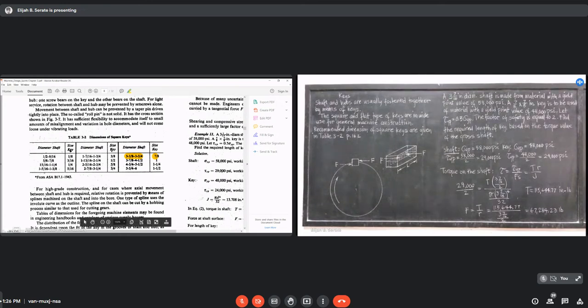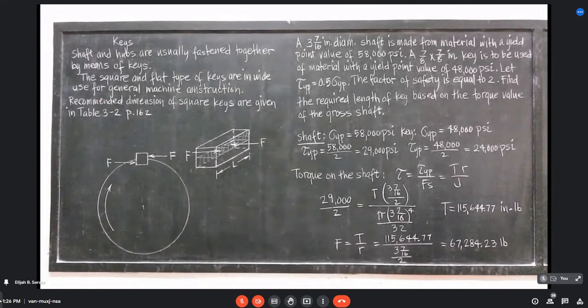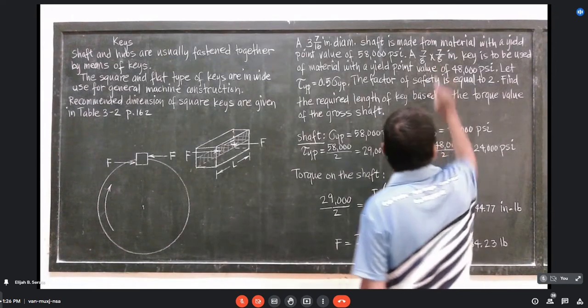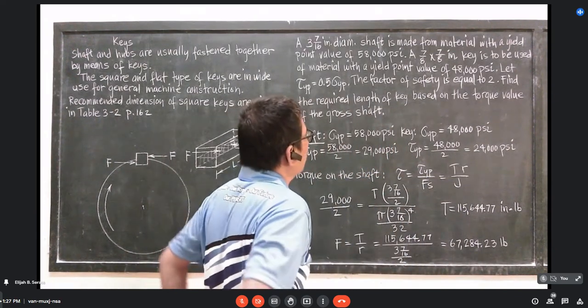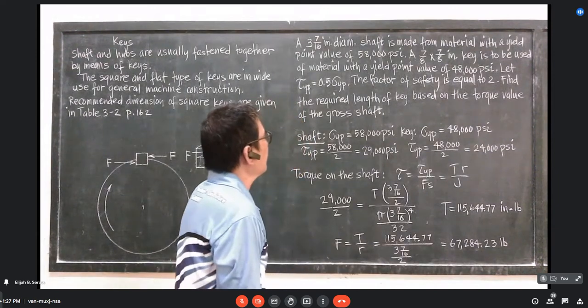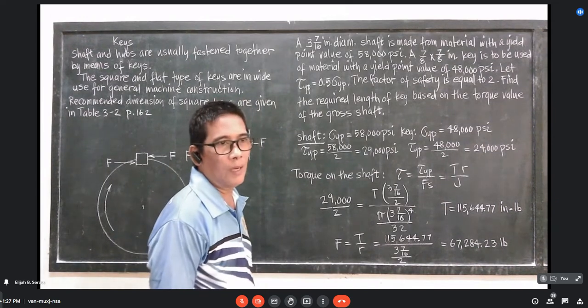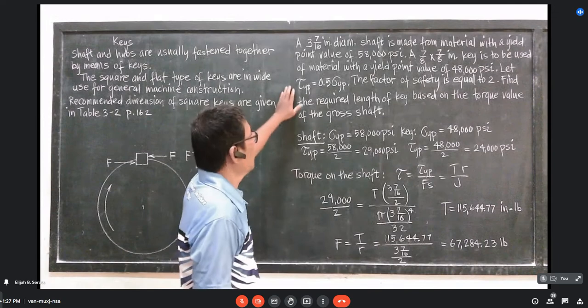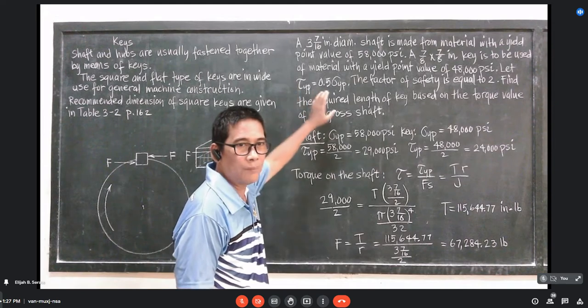Okay, class, so let's proceed. Again, going back to our discussion, we have a 7/8 by 7/8 key. So it's a square key. Now, the yield point of the material of the key is 48,000 psi. And we are going to follow the maximum shear stress theory, where the yield point in shear is equal to 1/2 the yield point in tension.